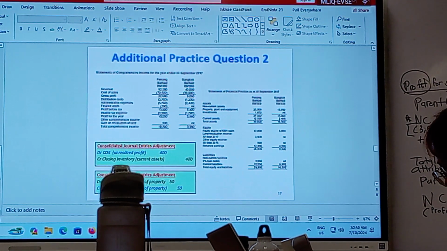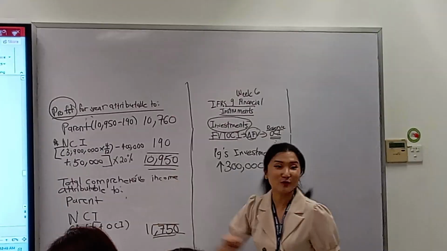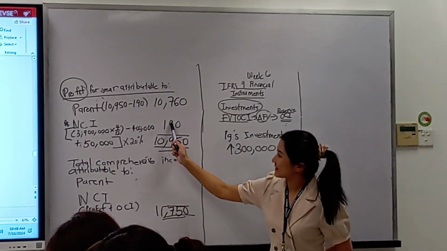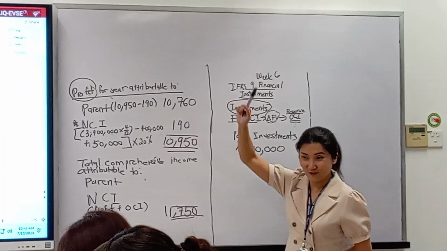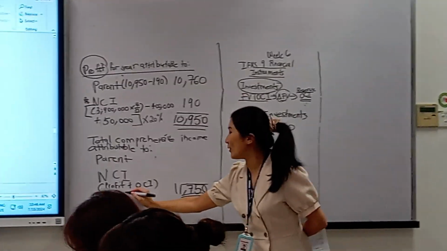Okay, let's do the total comprehensive income. Total comprehensive income, we know, is profit plus OCI, right? We always start with non-controlling interest. Your profit we already calculated from on top: 190. So now we want to see the OCI.